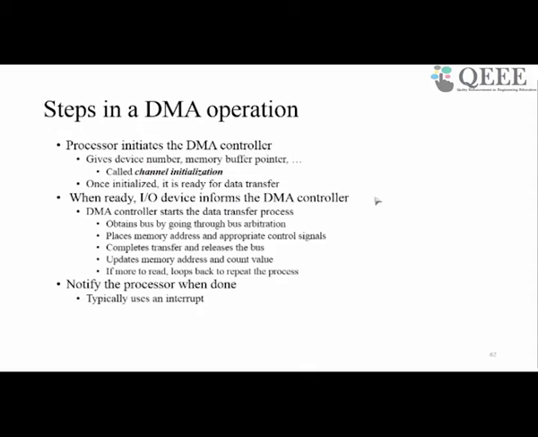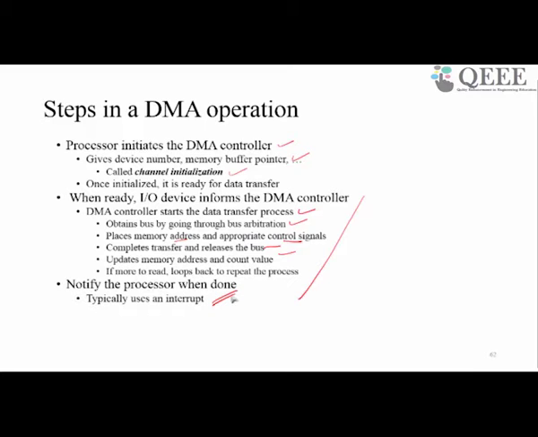Again, the steps in DMA control will be very similar. The processor initiates the DMA controller and gives the DMA device number, and then the DMA channel is initialized. The DMA controller starts the data transfer, obtains the bus through arbitration, places the address and the appropriate control signals, completes the transfer, and then releases the bus. With every transfer it updates the memory address and the count, and so on.